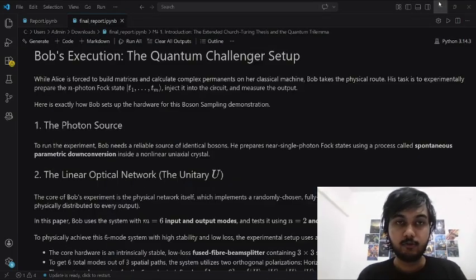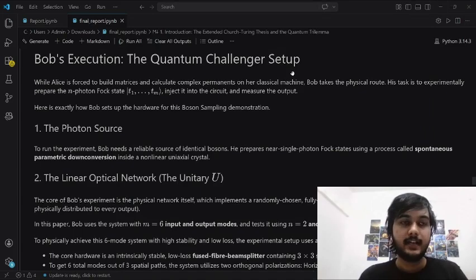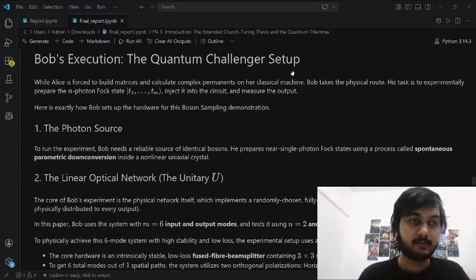Next, we look into the physics of boson sampling. So, hello, my name is Ujjwal, and now we will be discussing the experimental part of this paper.